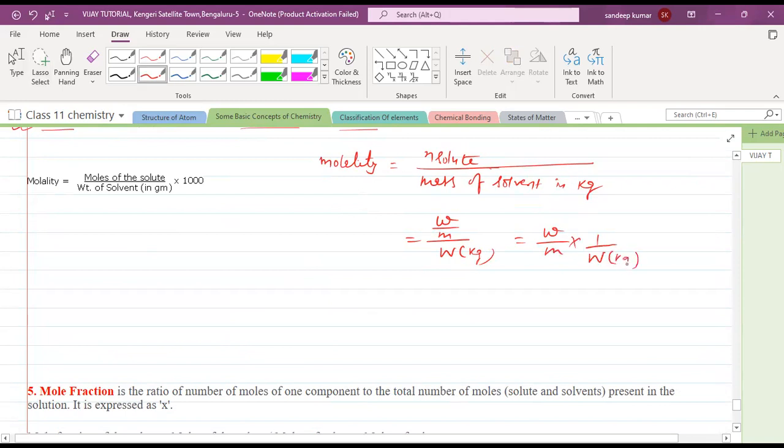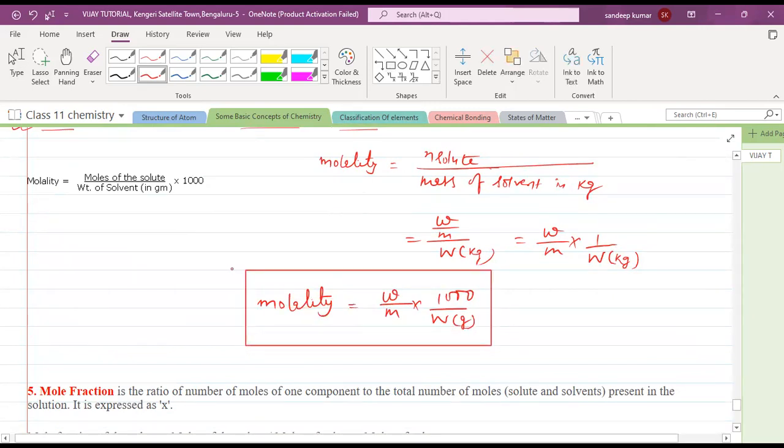If the mass is given in gram, then to convert the gram into kg, we have to multiply by 1 by 1000. So the final formula we can write: molality is equal to given weight of solute by molecular weight of solute by mass of solvent in gram, with 1000 in the numerator. Am I clear? So the SI unit will be mole per kg.